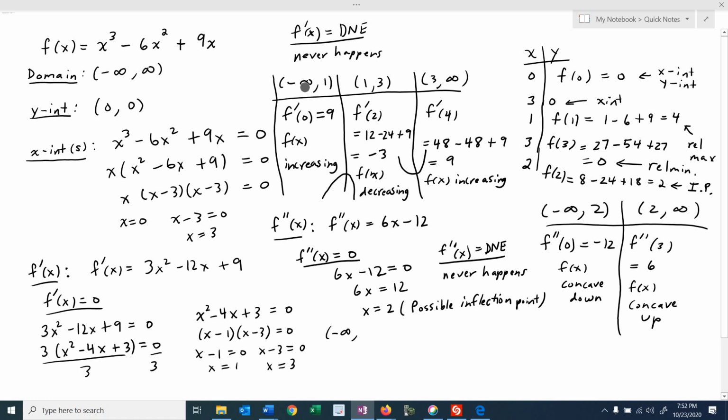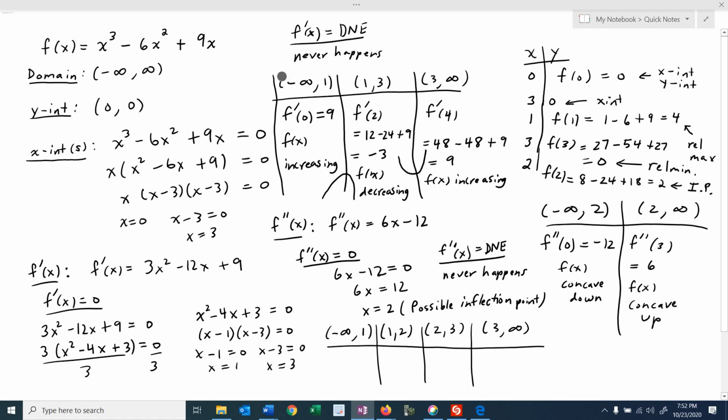So starting at minus infinity, the first place something interesting happens is at 1. And then the next place would be at 2. And then the next place would be 3. And then after 3, nothing else of interest happens. So I call this a summary chart.